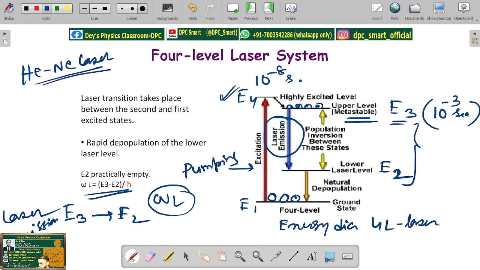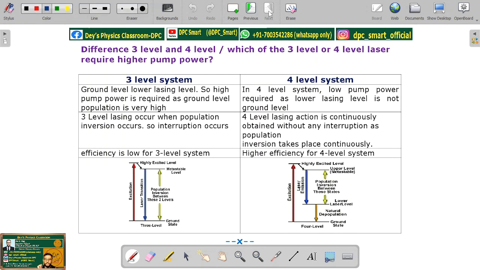Which has an energy level more than 3. Now a very important question that comes is: what are the differences between a 3 level laser and a 4 level laser? Or the question may come like, which of the 3 level or 4 level laser requires a higher pump power? That is also a part of the difference.